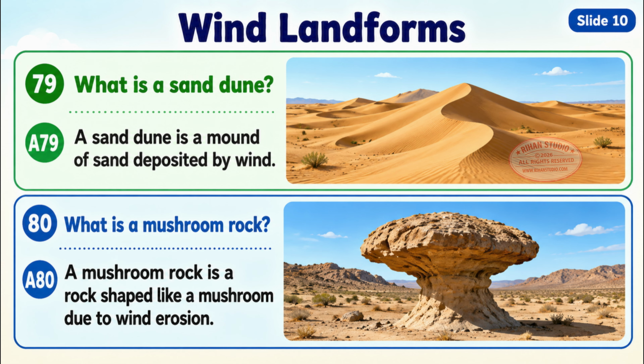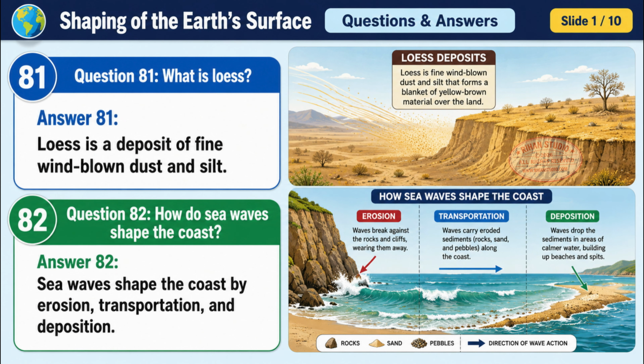Question 80. What is a mushroom rock? Answer 80. A mushroom rock is a rock shaped like a mushroom by wind erosion. Question 81. What is loess? Answer 81. Loess is a deposit of fine, wind-blown silt.